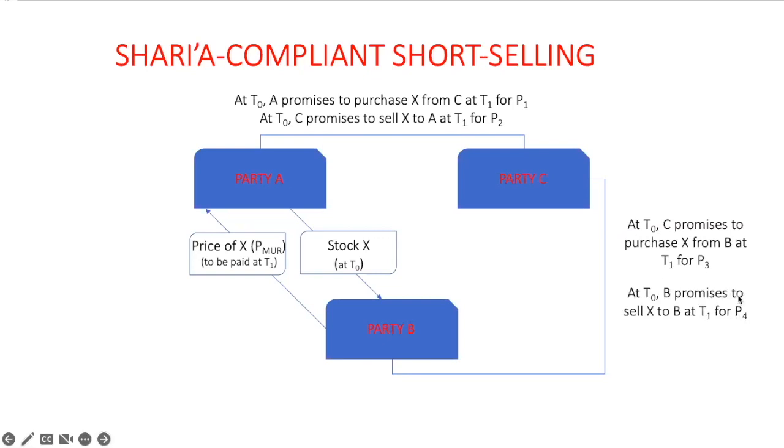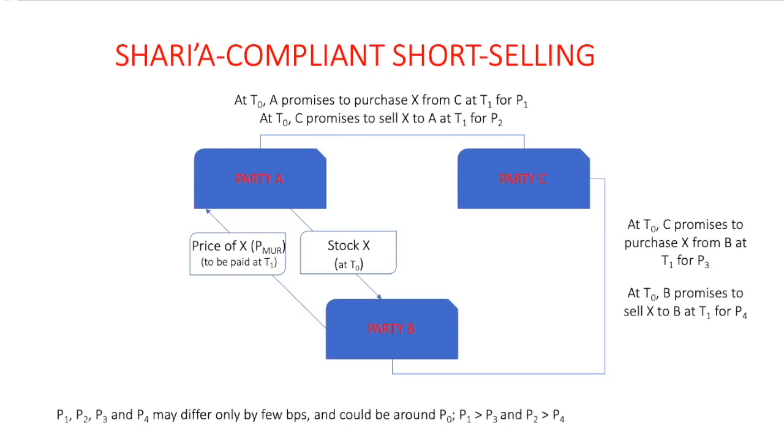So the fourth promise is B promises to sell X to B at T1 for price P4. So this P4 price is different from this price P3. And of course, P1, P2, P3, P4, all of these are different prices. So P1, P2, P3, and P4 may differ only by a few basis points and could be around P0, which is the initial price of the stock at the start of the period. So P1 in this example is greater than P3, and P2 is greater than P4 in this one.